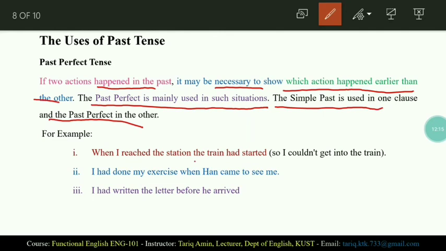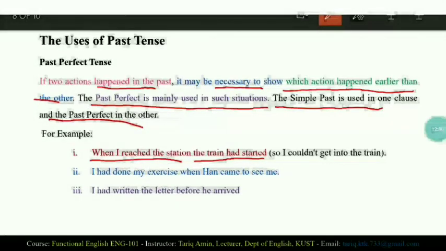The train had started is one action, and when I reached the station is another action. Whereas the train had started is past perfect tense, and when I reached the station is simple past tense. Simple past tense is used for the newer actions, whereas past perfect tense is used for the earlier actions.